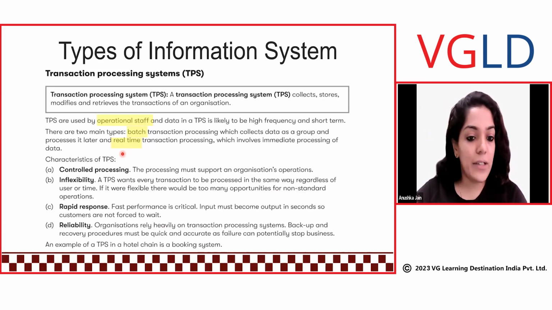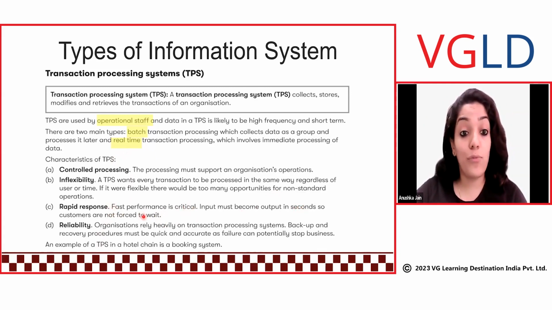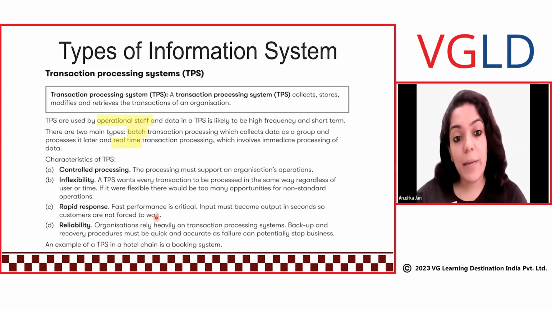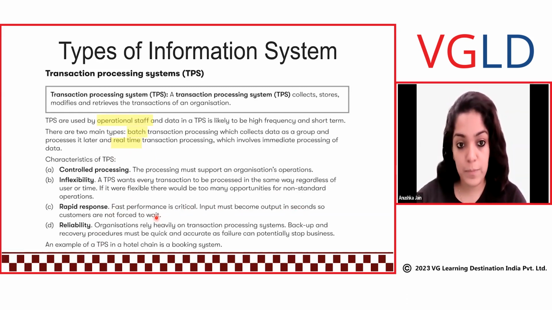Next, what is the characteristic of TPS? Rapid response. Fast performance is critical. Input must become output in seconds so that customers are not forced to wait. Take the TPS for Flipkart. Every transaction gets reflected immediately on the app. Do you wait? No, you don't.